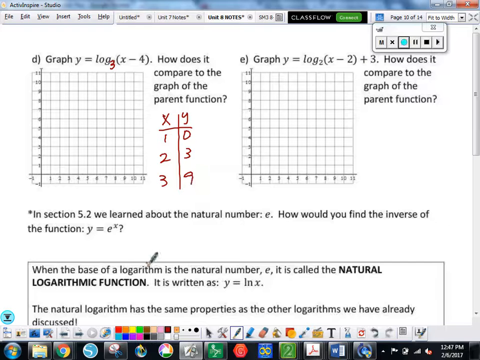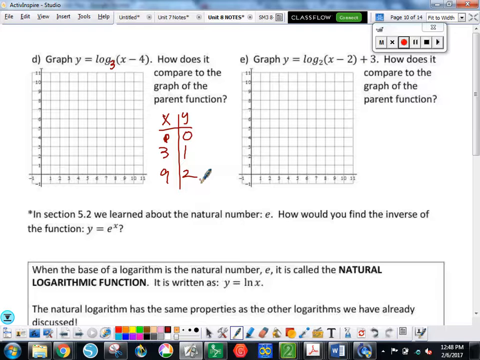Was it like that? No, it was the other way around, right? This was for the exponent? Okay, so for the log, it would be reversed. So 0, 1. Is that right? No, 1, 0. 1, 0, then what? 3, 1, and then 9, 2.